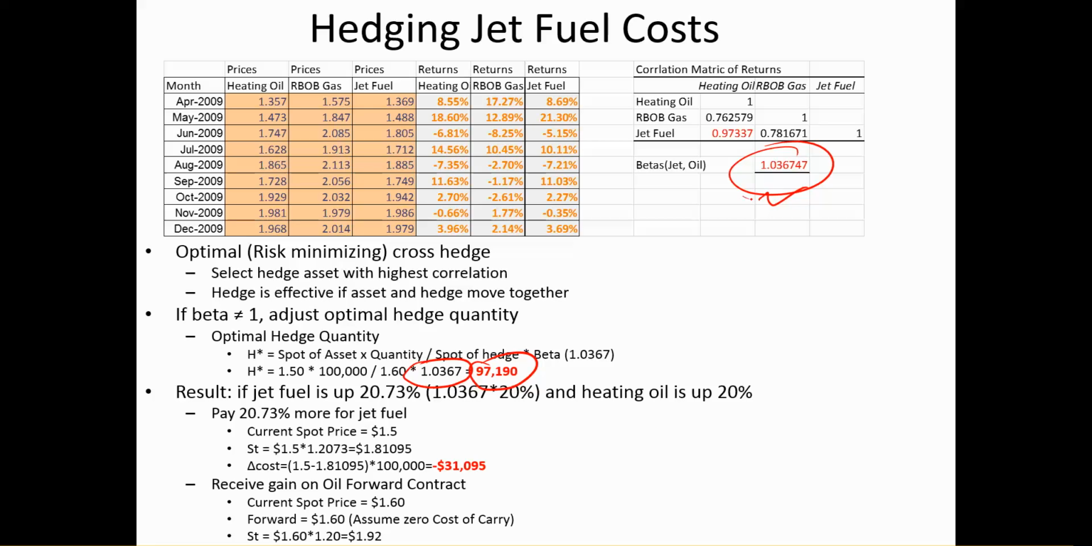So if the beta is 1.03, if heating oil is up 20%, jet fuel is going to be up a little more than that, specifically 20.7%, which is 3.6% higher. So we'll say heating oil does go up 20% and jet fuel goes up 20.7%. Let me show you how you're nearly perfectly hedged. Heating oil goes up 20.7% from $1.50 to $1.81. Southwest pays an extra $31,000 in heating oil.